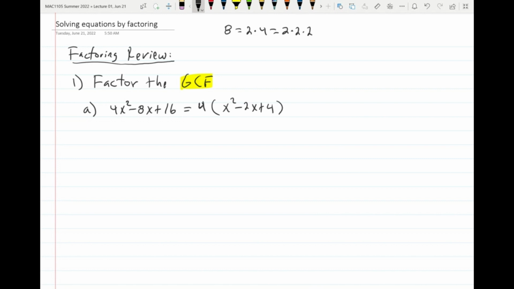The idea is that if you multiply this back, you have to get this. That's how you can quickly check that you did it correct. Do you understand how to do this? Okay. If you have the variables in common, then you also factor it out. Okay. So for example, how about this one?